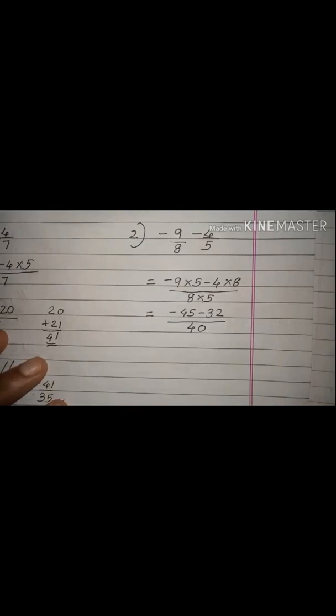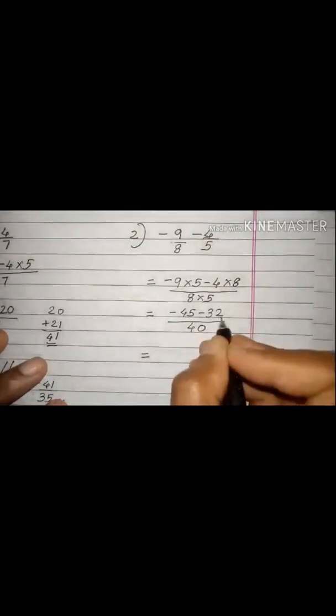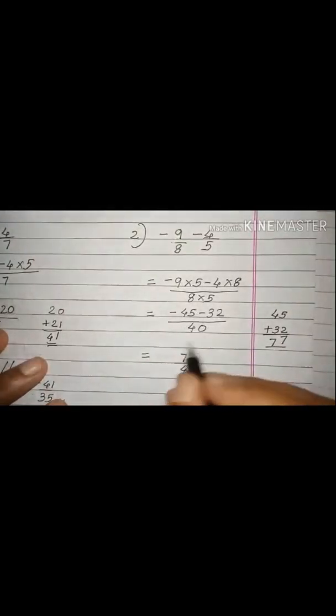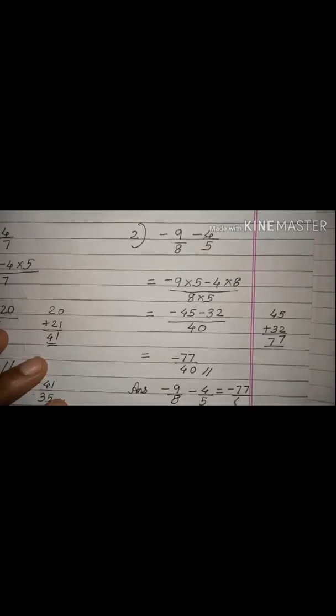Okay. Now what will happen? Both are negative. So you have to add the numbers. So side by side you add. So you will not go wrong. So I have 77 by 40 with a minus sign because both numbers are negative. So my final answer will be minus 9 by 8 minus 4 by 5. Your answer is minus 77 by 40.